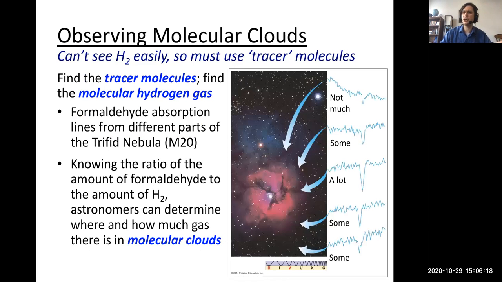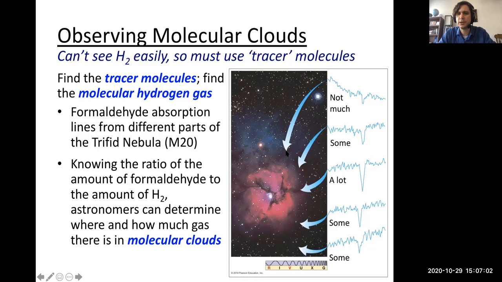And I want to just show you how this would work. So let's go back to our Trifid nebula, where we have our emission nebula, we have a reflection nebula, and here we have our molecular clouds seen as these dark dust lanes. And we want to go ahead and trace out where the molecular cloud part is. So we take a spectrum from various regions where the arrows point, and we look for a tracer molecule. So we'll look for something like formaldehyde. And that's what this line right here, this absorption line, is formaldehyde.